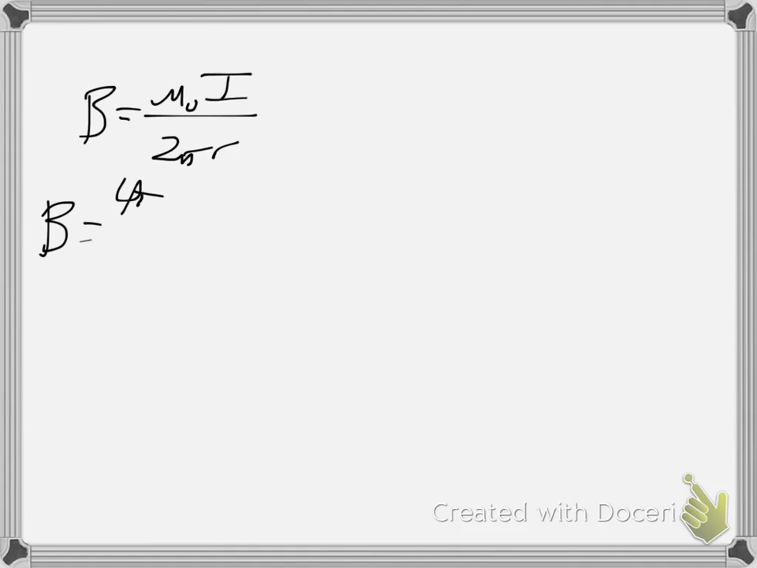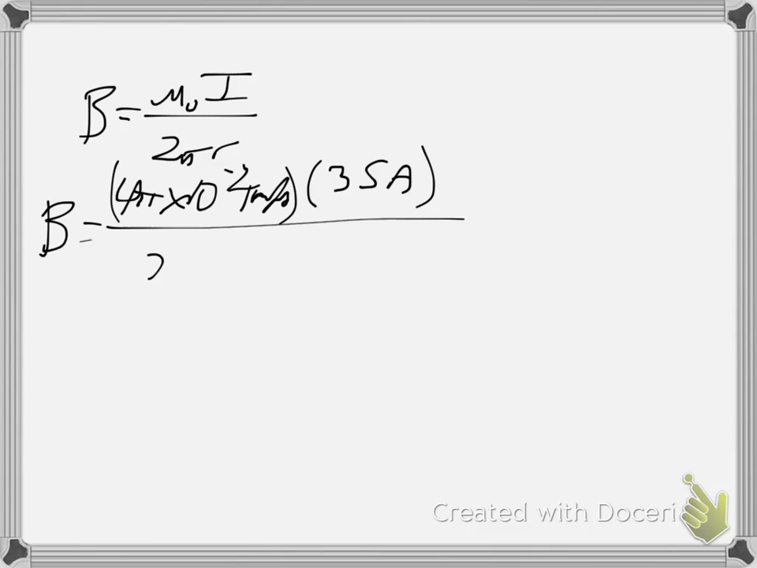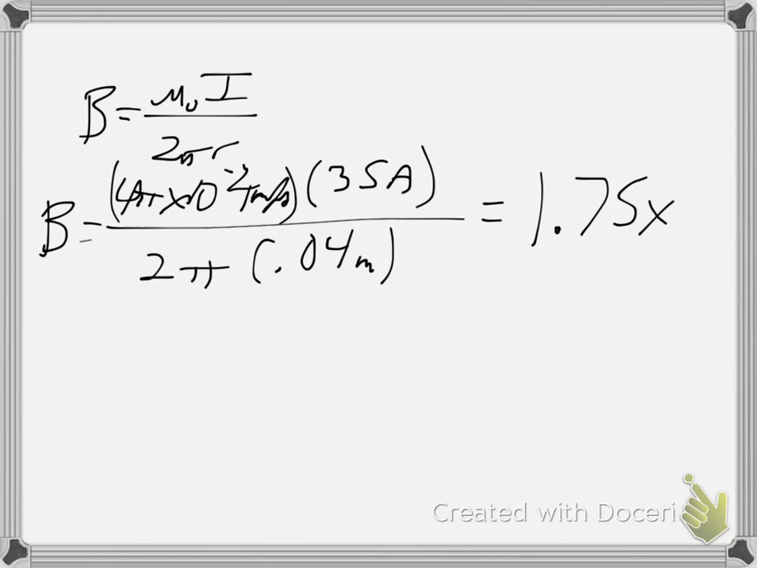Mu naught is 4 pi times 10 to the negative 7th Tesla meter per amp. I is given to you as 35 amps, and 2 pi's number, and r is 0.04 meters. If you plug this in, you get that the magnetic field is 1.75 times 10 to the negative 4th Tesla.